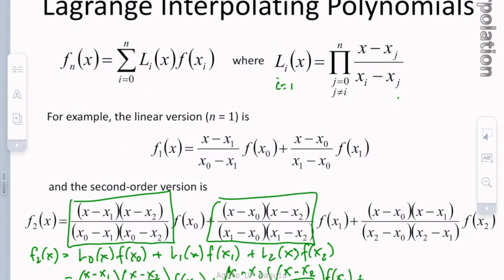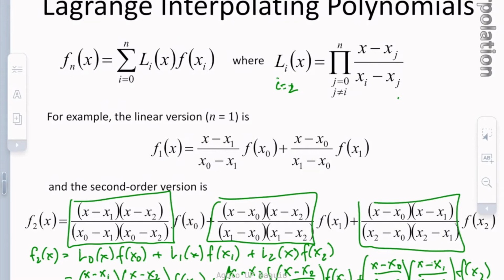And then for the third term, where i equals 2, we have x minus x naught over x2 minus x naught multiplied by x minus x1 over x2 minus x1. And since j must not be equal to i, then we don't need to compute the third term involving x2, where x sub i equals 2 and x sub j equals 2. We're left with this expression times f of x2, of course. So we've derived this expression.